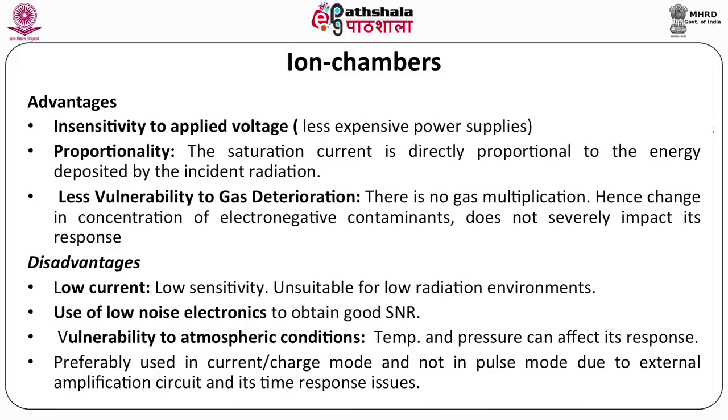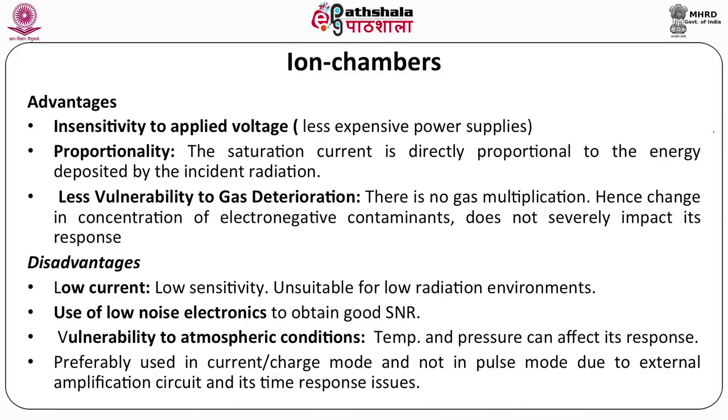What are the advantages? As I told you, the voltage applied in this region does not change the pulse height. That means the detector is insensitive to applied voltage. This translates into a less expensive power supply. So small voltage fluctuation would not change the pulse size. Similarly, the current at saturation voltage, or the total charge collected, or the current produced by the ionization, is directly proportional to the energy deposited by the incident radiation, because all the ions produced by radiation have been collected. So the more ions, the more current.